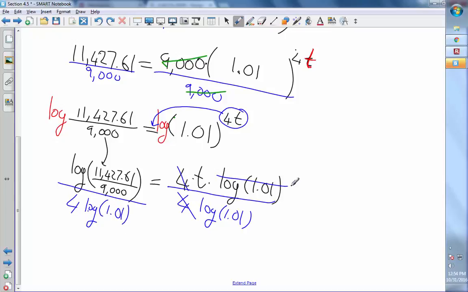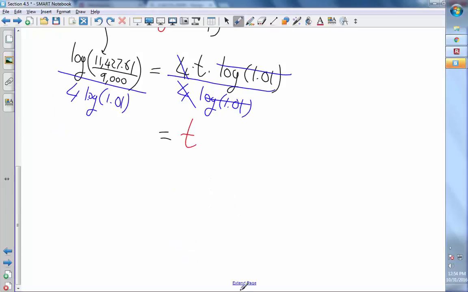And finally, your princess is saved. How do I know it's saved? It's alone. Look, t is all alone. Do you have anything else besides t? No. But what happens on the left? What do you have on the left?